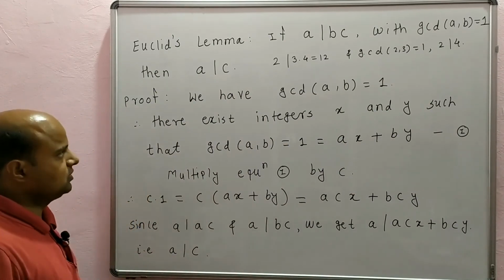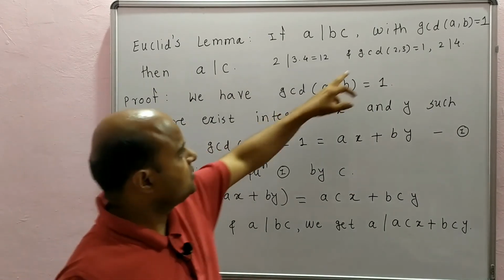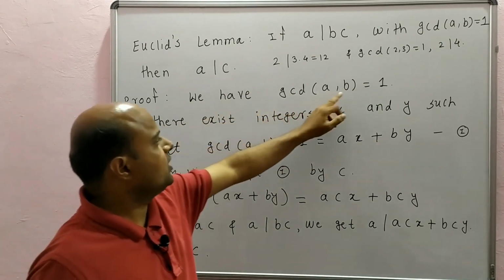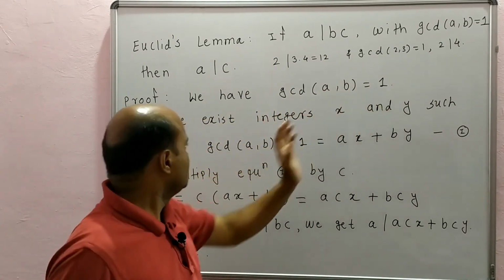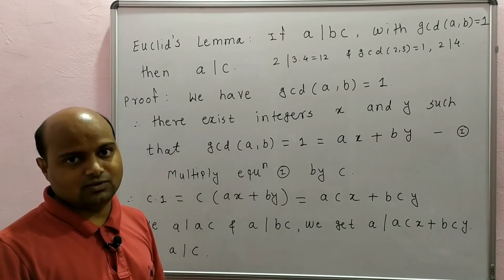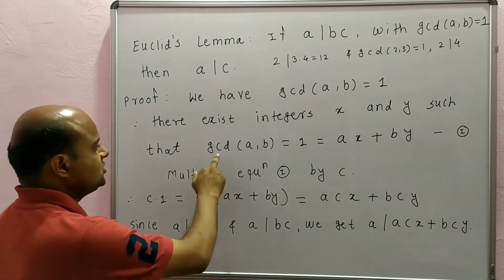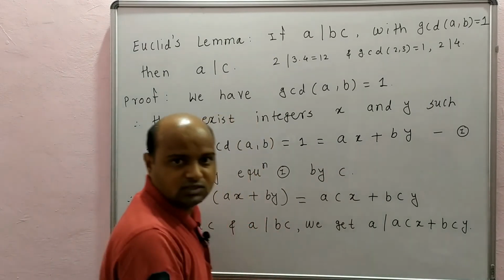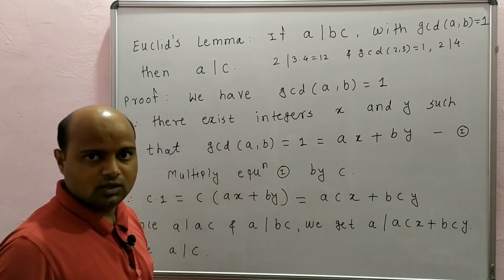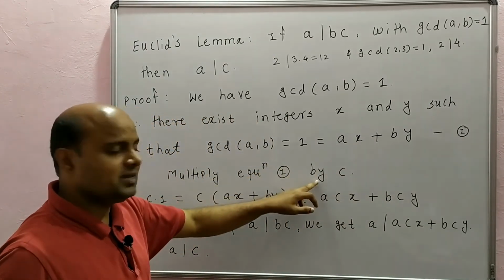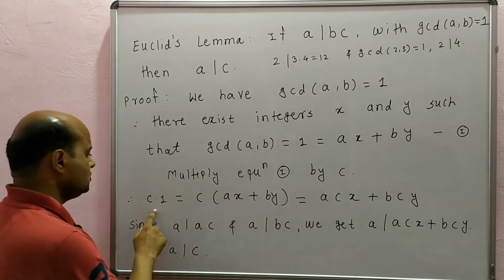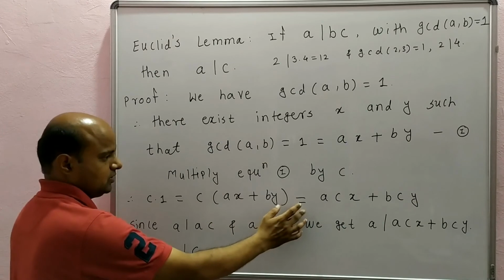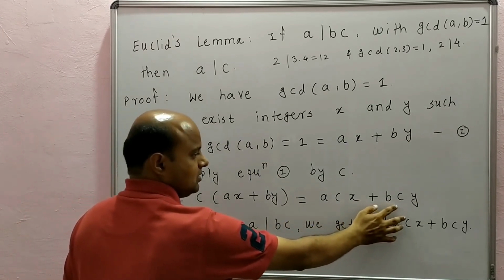See the proof. What have we been given? GCD of a, b is 1. Therefore, there exist integers x and y such that GCD of a, b is equal to 1 is equal to ax plus by. Say this is equation number 1. Multiply equation number 1 by c. Therefore, c into 1 is equal to c into ax plus by. This is equal to acx plus bcy.